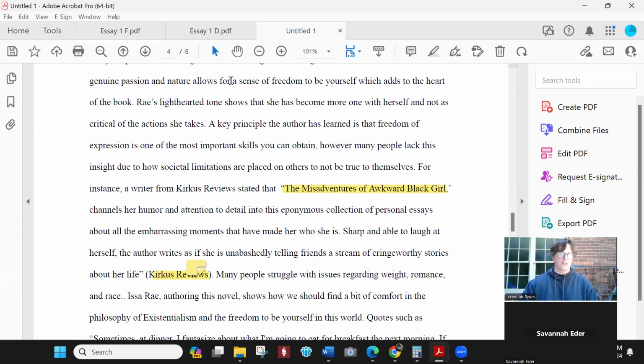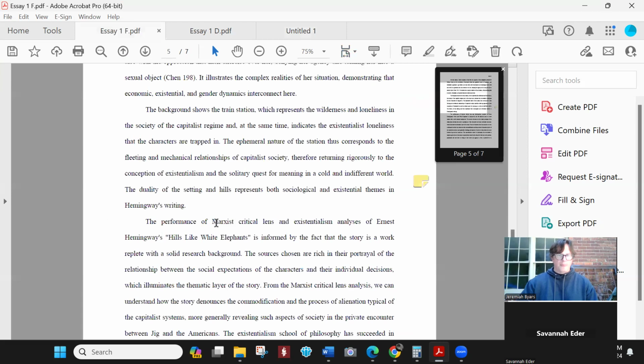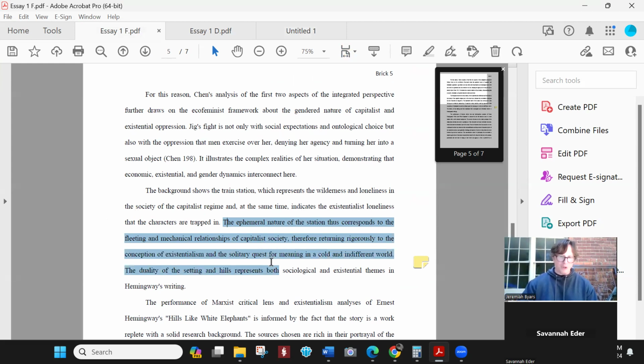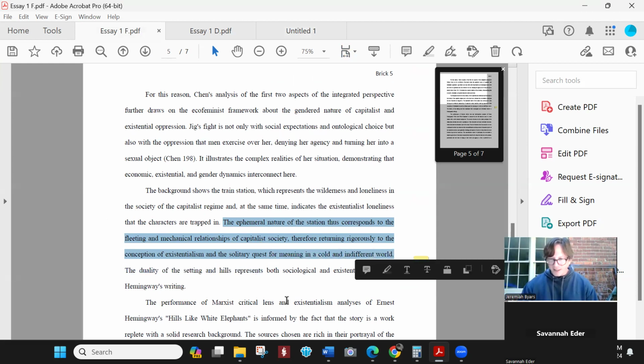As I'll show you, let's see. Okay. So this paragraph should be about theme. The background shows the main state, the train station, which represents the wilderness and loneliness in the society of the capitalist regime, and at the same time indicates existential loneliness that the characters are trapped in. The ephemeral nature of the station thus corresponds to the fleeting and mechanical relationship of capitalist society, therefore returning rigorously to the conception of existentialism and the solitary quest for meaning in a cold and indifferent world. AI.